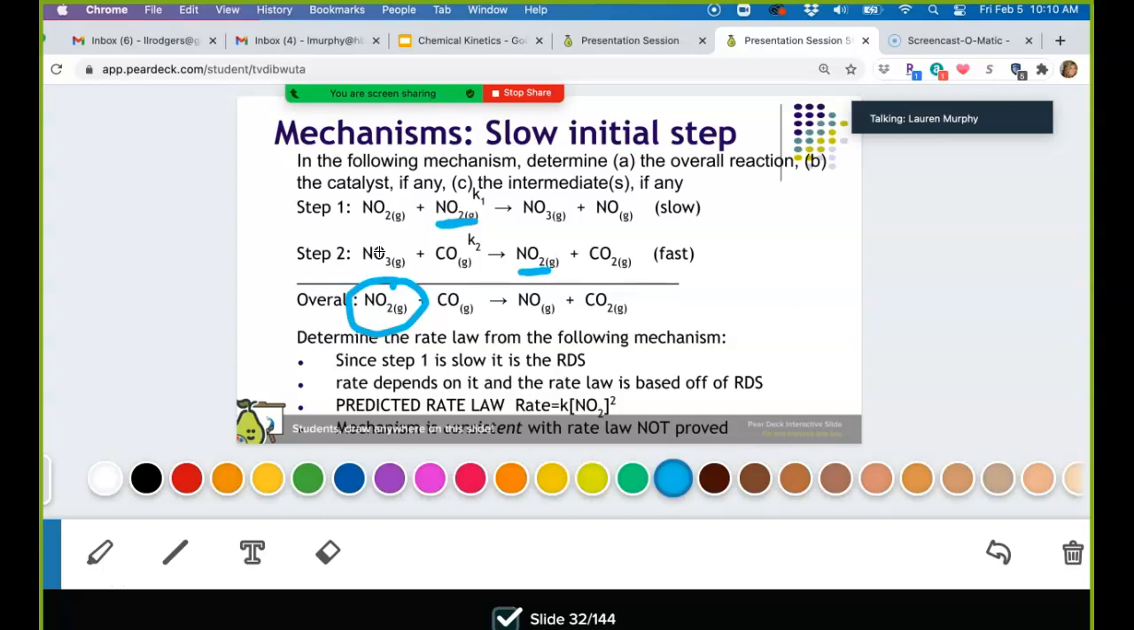However, there is an intermediate though, right? There's a substance that is produced and then consumed, and that is NO3. It is produced in the first step and then reconsumed in the second step.